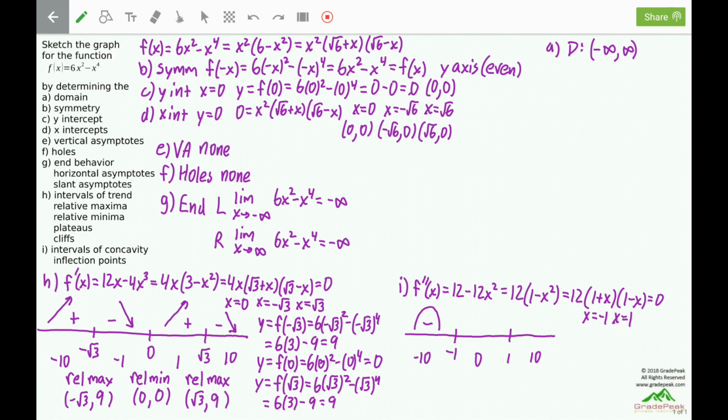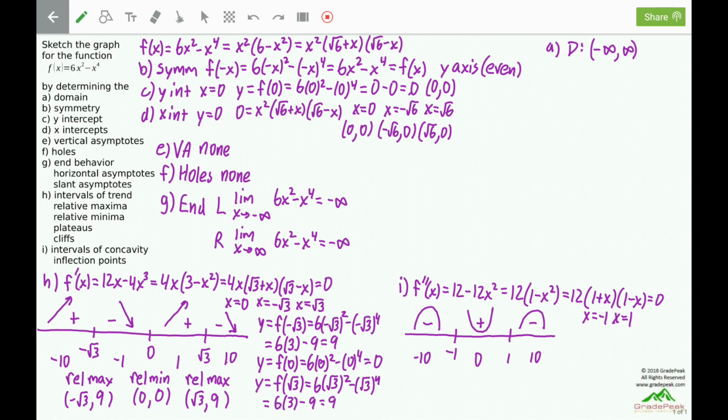Plugging in the test value of 0 into the fully factored version. 1 plus 0 is positive. 1 minus 0 is positive. Positive times positive is positive. Times the 12 will still be positive. We have a positive second derivative, which corresponds to concave up. Plugging the test value of 10 into the fully factored version. 1 plus 10 is positive, 1 minus 10 is negative, positive times negative is negative, times the 12 will still be negative. We have a negative second derivative. This corresponds to concave down.